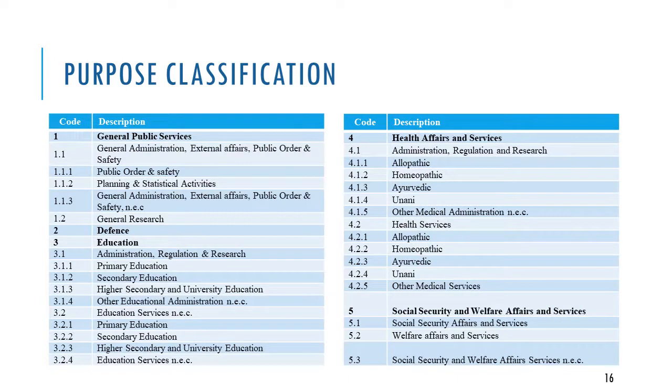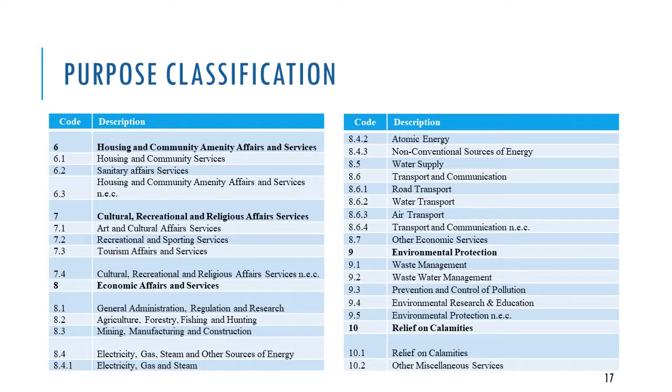In the classification of the functions of government, the functions are classified according to 10 broad categories at the first level, referred to as divisions. Within each division there are several groups, and within each group there are one or more classes. For details, GFS Manual 2014 may be referred.